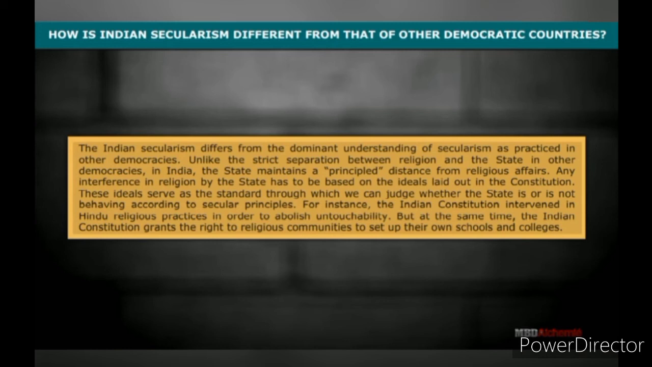For instance, the Indian Constitution intervened in Hindu religious practices in order to abolish untouchability. But at the same time, the Indian Constitution grants the right to religious communities to set up their own schools and colleges.